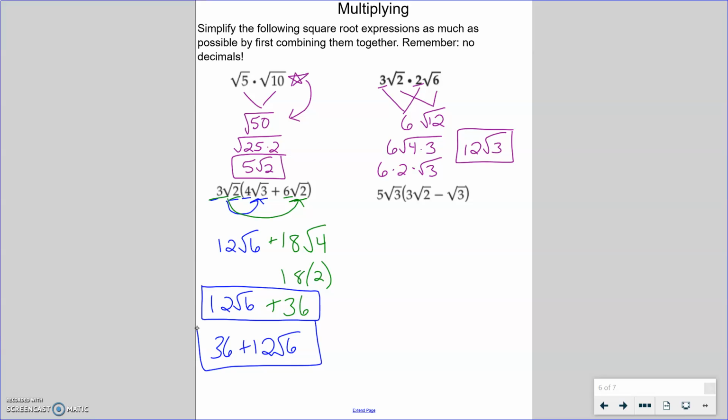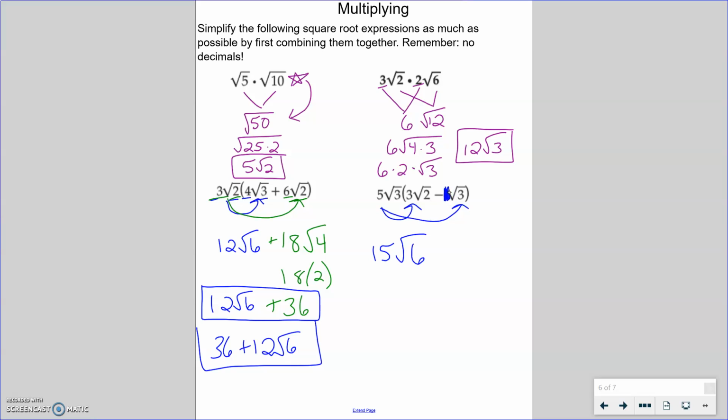So let's try this last one, okay? 5 times 3 gets me 15. And the square root of 3 times square root of 2 gets me square root of 6. If I distribute again, I go 5 times and I kind of hesitate because there's not a number in front of that square root of 3. Well, remember, there's secretly a 1 right there. Oh, that looks like a terrible 1. You guys know what I mean.